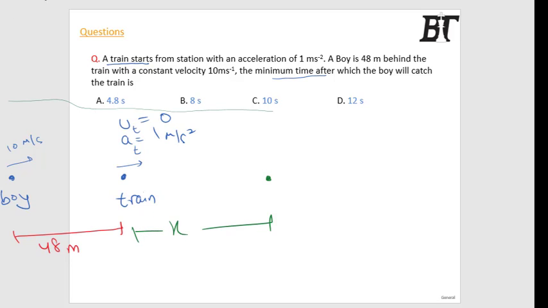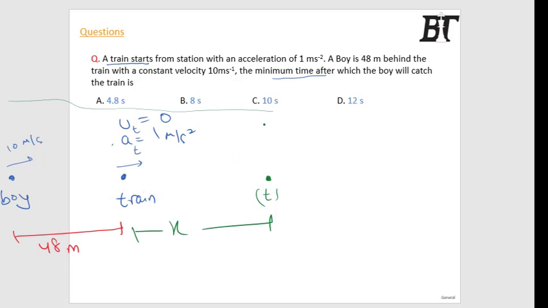अब क्या हम इक्वेशंस ऑफ मोशन लगा सकते हैं? Yes, and let us say that it takes time t for the overtaking to happen. So now we know that in time t, train covers a distance x with some acceleration.